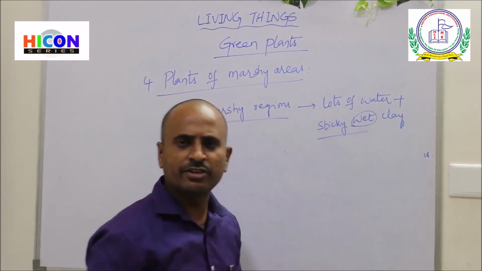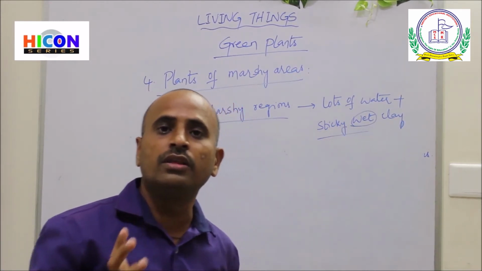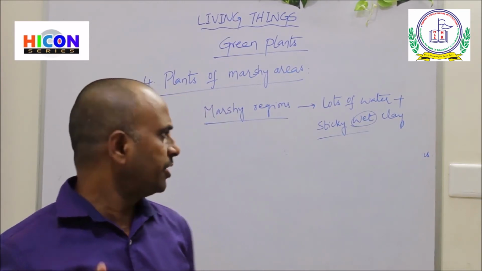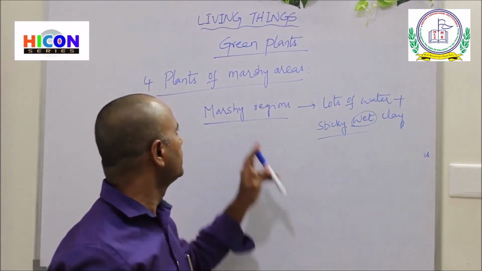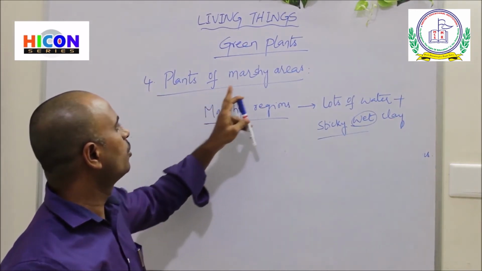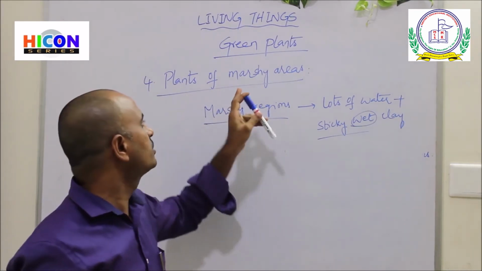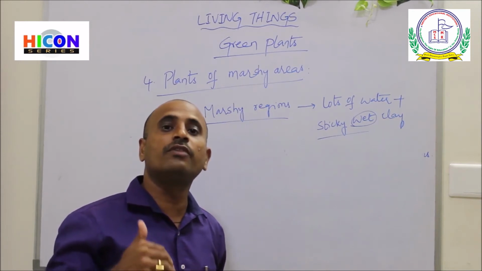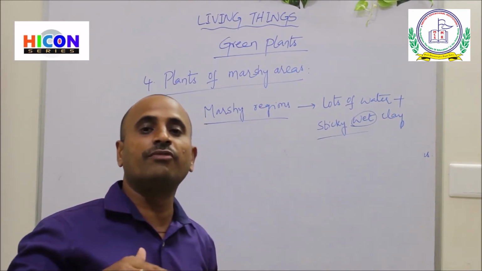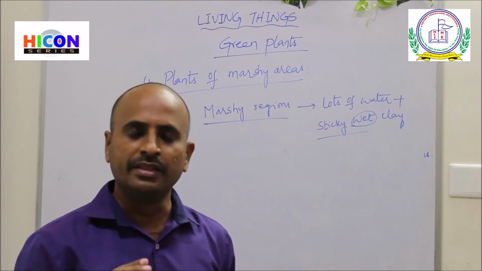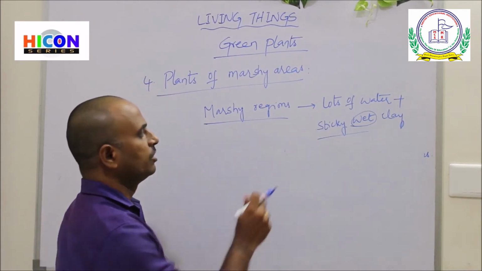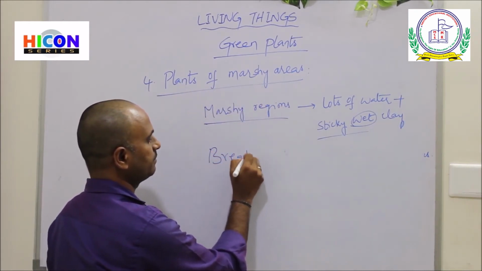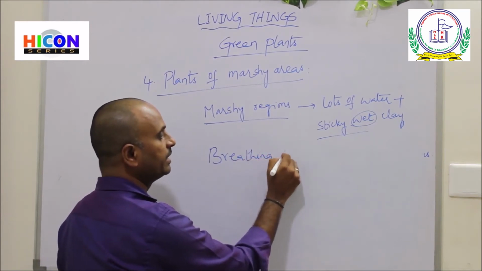This sticky soil does not allow the roots of the plants to breathe. So the roots of the plants growing in marshy areas will come out of the soil and out of the water level for breathing. That's why these are called breathing roots.